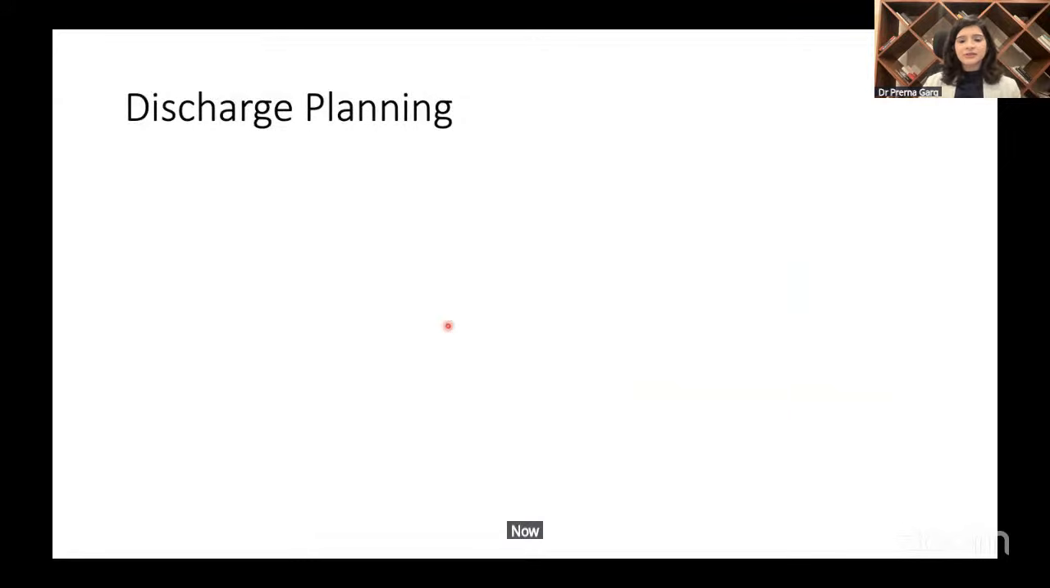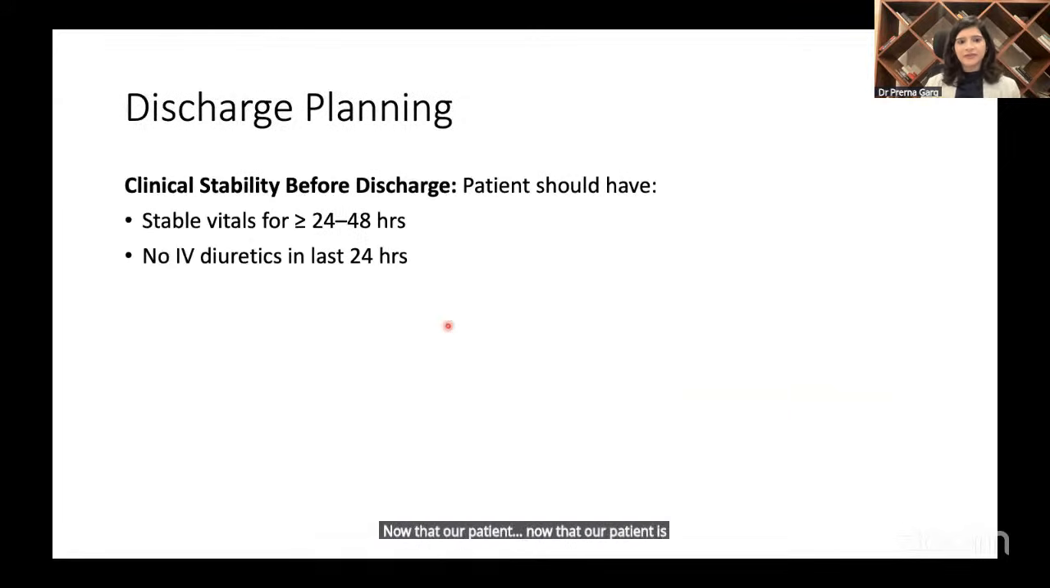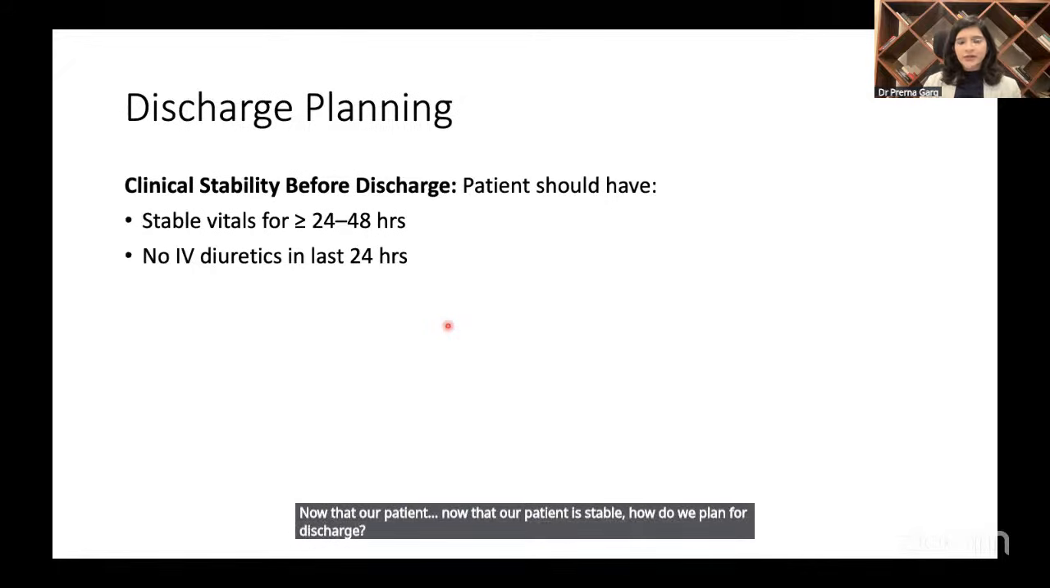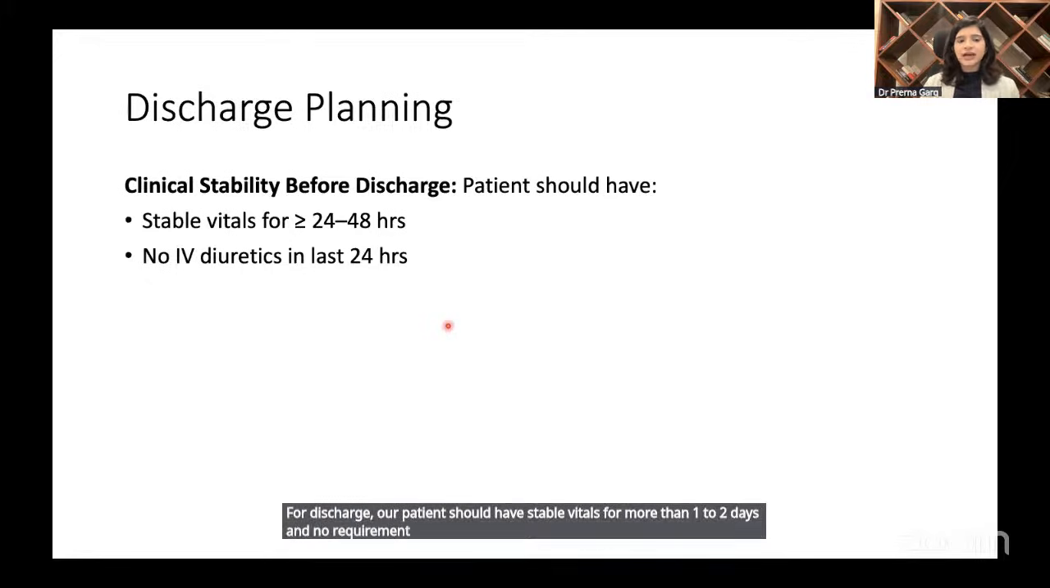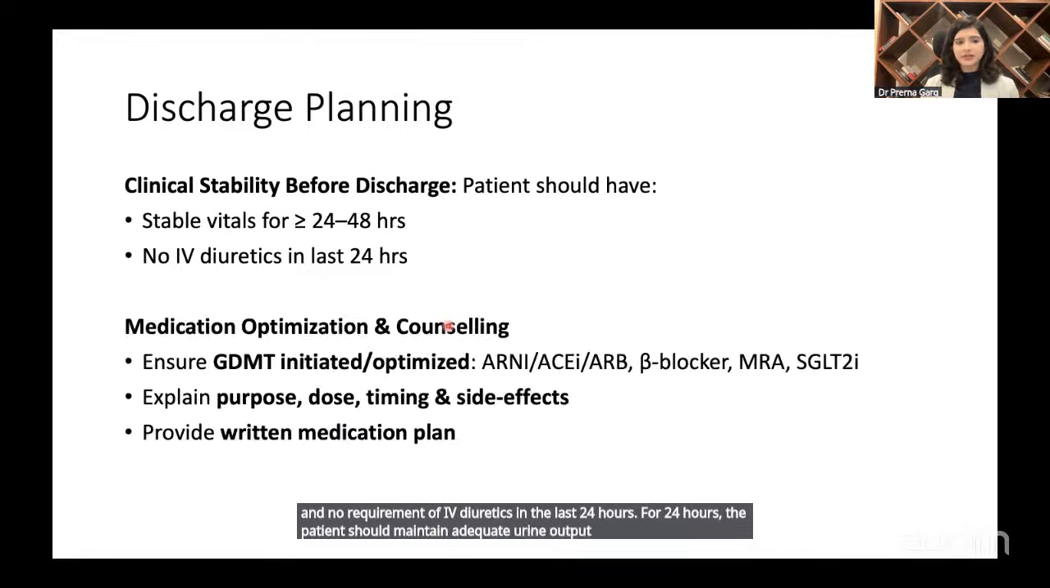Now that our patient is stable, how do we plan for discharge? For discharge, our patient should have stable vitals for more than 1 to 2 days and no requirement of IV diuretics in the last 24 hours. For 24 hours, the patient should maintain adequate urine output on oral diuretics.